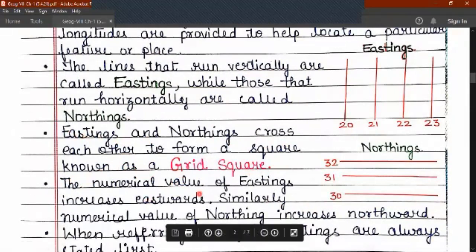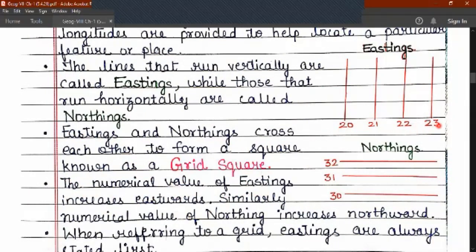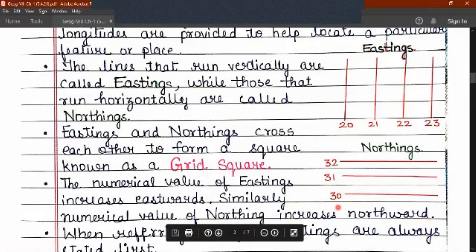The numerical value of eastings increases eastward. As you can see, 20, 21, 22, 23. It is increasing towards the east direction. Similarly, numerical value of northing increases northward. As here it is 30, 31, 32. It is increasing towards the north direction.